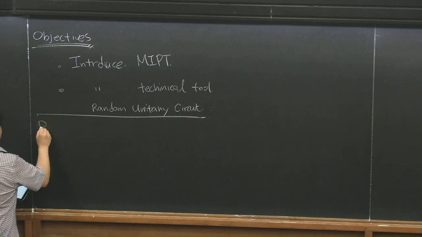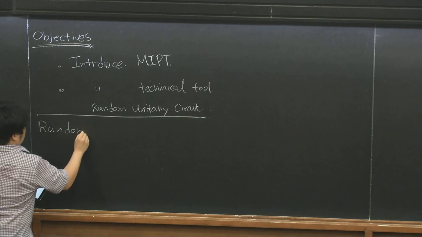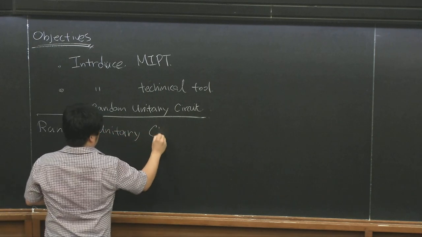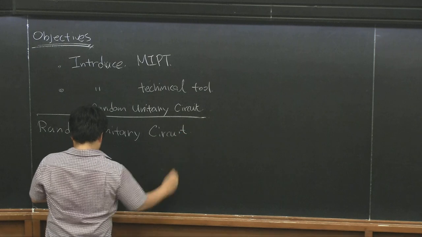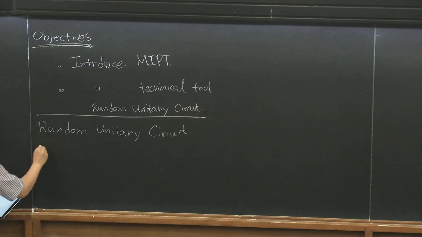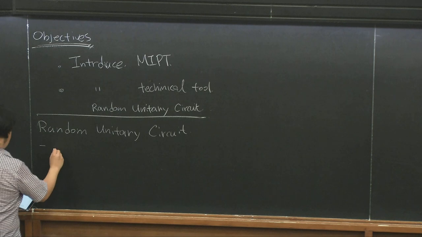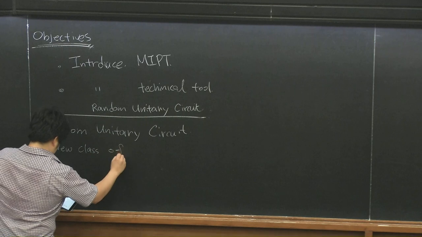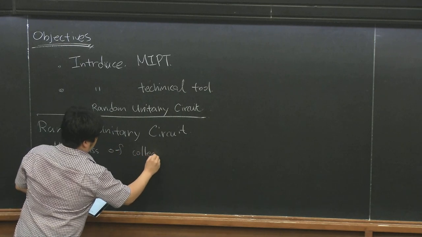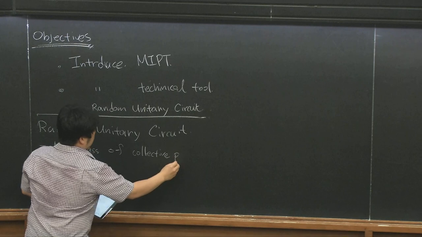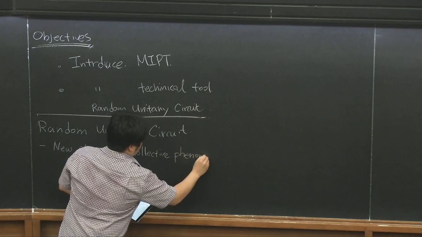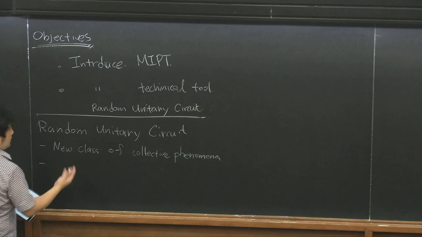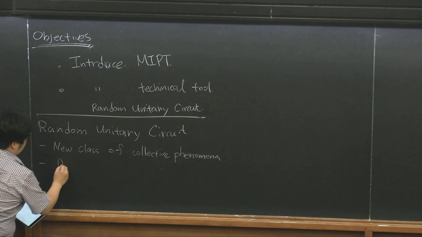The random unitary circuit. We'll learn that this random unitary circuit provides a new class of collective phenomena. Also, we'll learn this gives us a way to study the dynamics of quantum information.